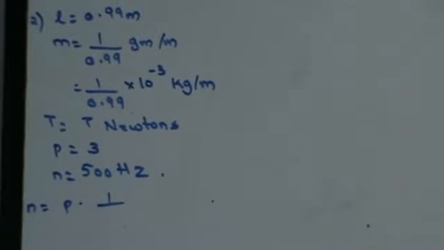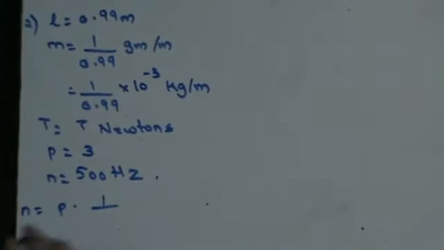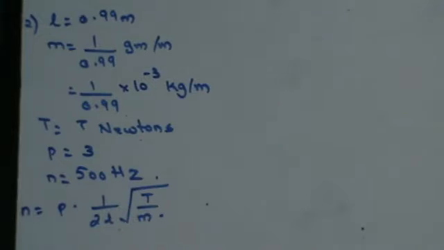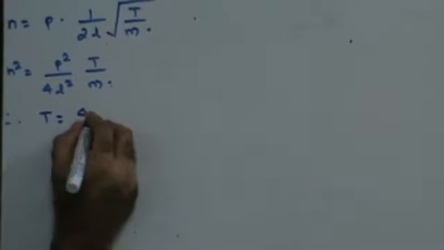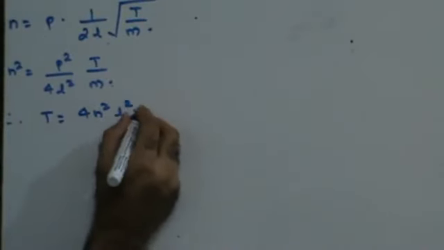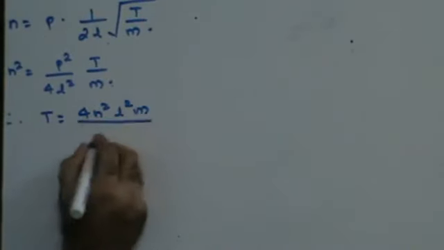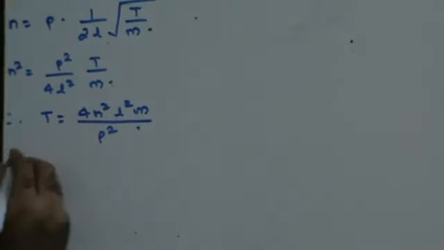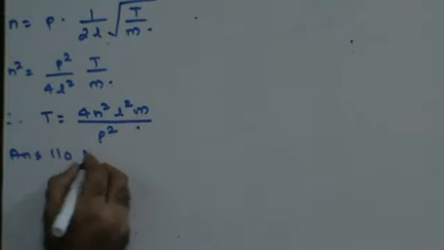Now since the string is vibrating in 3 segments, it will be P times 1 upon 2L square root of T by M. So N square is P square upon 4L square T upon M. Therefore T is nothing but 4N square L square M upon P square. You should be able to get the tension on the string. All the values are given to you. Answer should be 110 newtons.